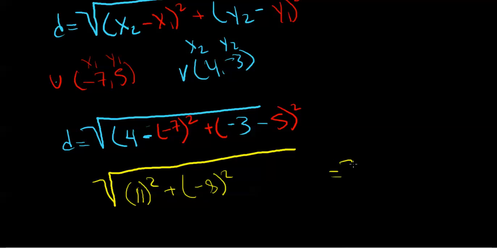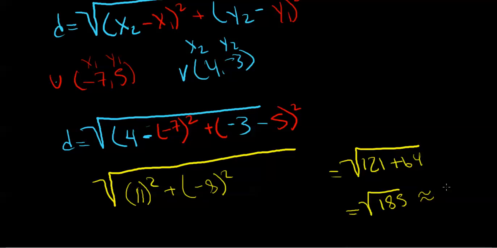Now we can go ahead and simplify further. We have the square root of 121 plus 64. And when we add them together, we get the square root of 185. And using a calculator, you can solve the square root of 185, and it comes out to be about 13.6. So the distance between U and V is 13.6.